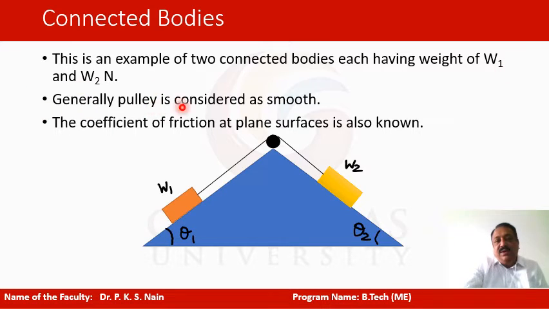Generally, the pulley is considered to be smooth and frictionless, but the coefficient of friction between the weight W1 and the inclined plane at theta 1, and between W2 and the inclined plane at theta 2, should be known to us. Only then will we be able to analyze these connected bodies.